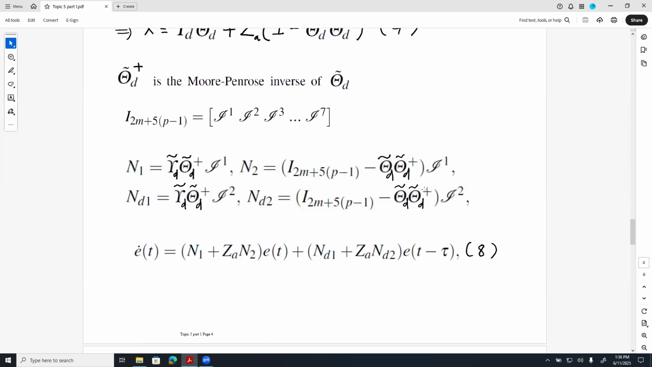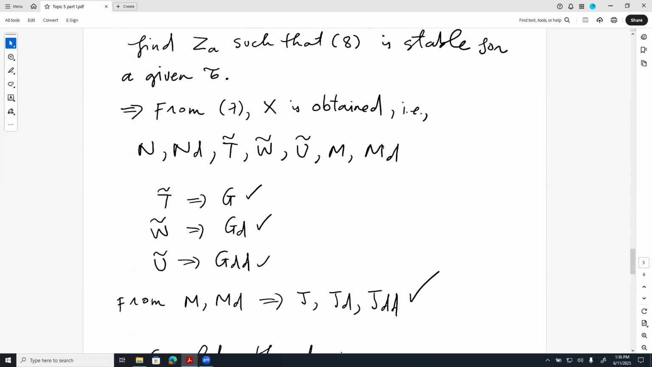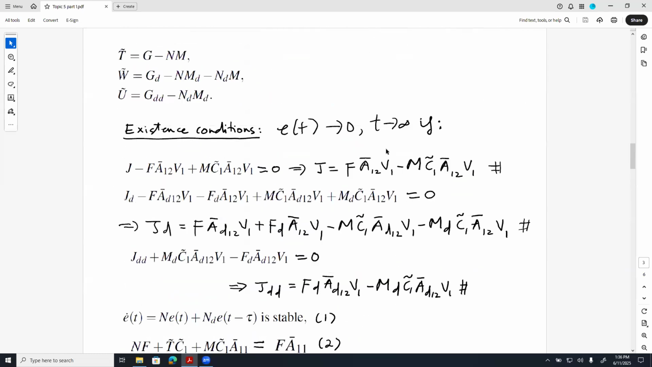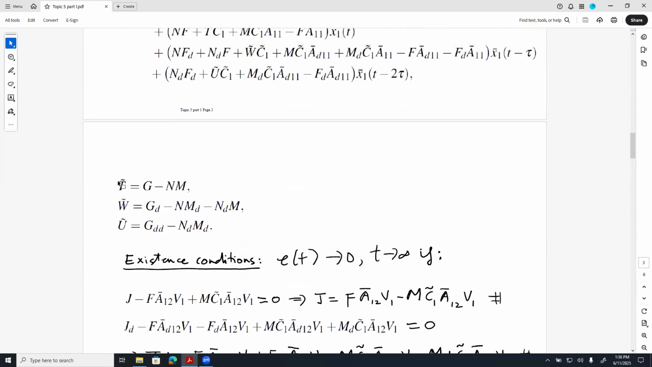So once we got all those known matrices T tilde, W tilde, and U tilde, then it's just a matter of getting the rest of the observer parameters, because from here, let's go back to this expression. If we know T tilde, and from our solution for x, we know n and m. That means that we know g. And the same thing for gd.